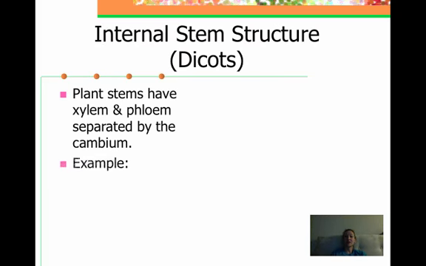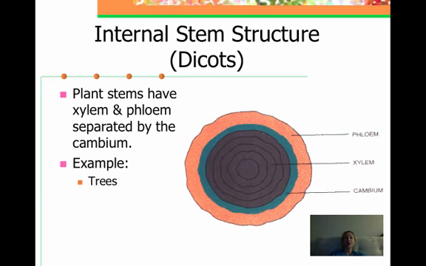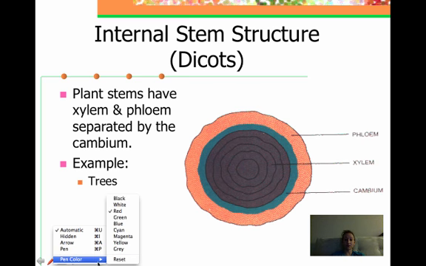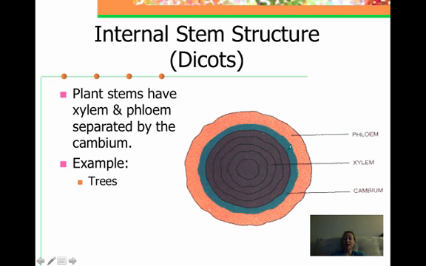Another type of plant is a dicot, and the stem structure for a dicot is also going to include a xylem and phloem, but as you can see in this diagram, the xylem is located here in the middle. The phloem is this orange part on the outside.